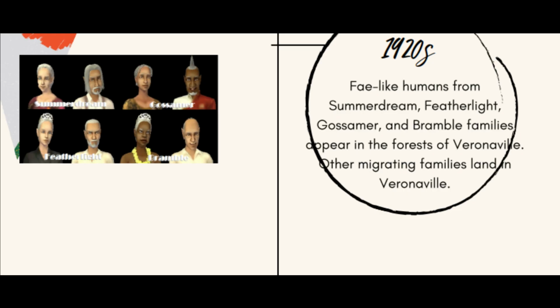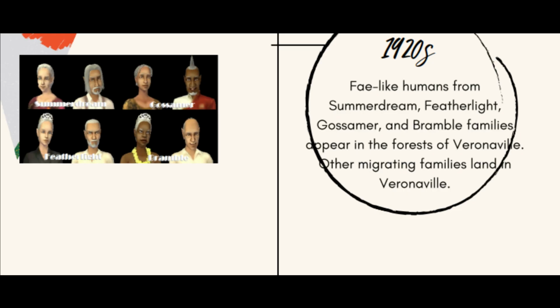that fae-like humans or human-like faes from the Summer Dream, Featherlight, Gossamer, and Bamboo family branches appear in the forests of Veronaville. And this makes sense because if you look at the Summer Dream household, it's literally behind a bunch of forestry. And they're very intertwined with the forest compared to the other lots. And just from looking at all their ancestors and even their descendants' ears, they all have the pointed ears, and a lot of them are based off of fae-like creatures.